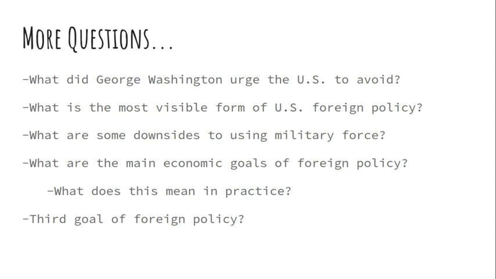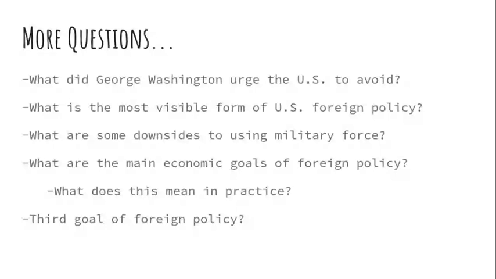What is the most visible form of U.S. foreign policy on a global stage and a national stage? What are some downsides to using military force? Because a lot of our foreign policy revolves around where and when we're using, and to what extent we're using, our military abroad. What are the main economic goals of foreign policy? And what does that mean in practice? In other words, what are our broader goals, and then how does that affect you, the American? And what does that actually look like?